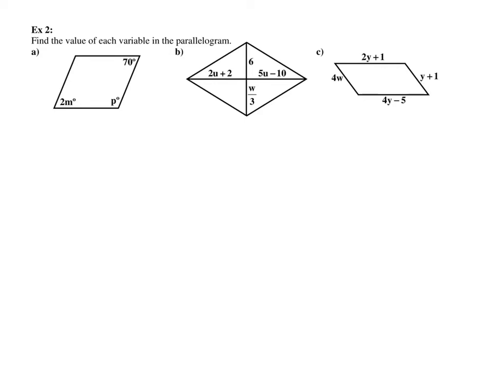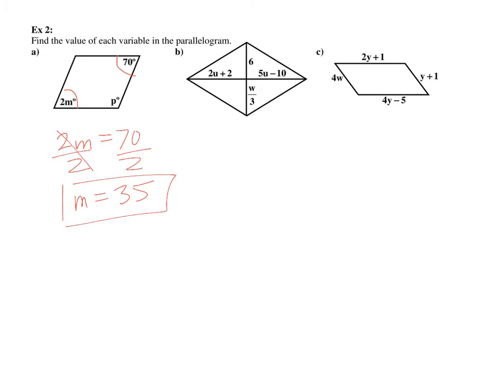Find the value of each variable in the parallelogram. Okay, let's see what we have to work with here. I know that these angles are congruent, opposite angles are congruent. So 2m is equal to 70. Divide by 2, m is equal to 35.